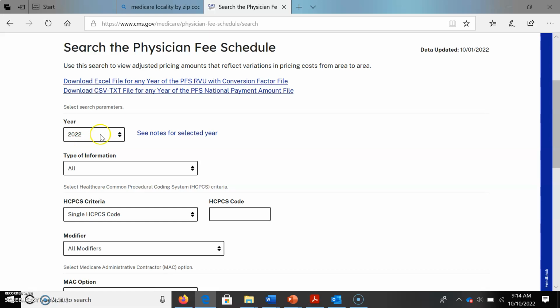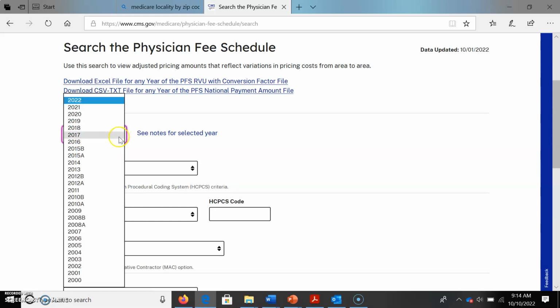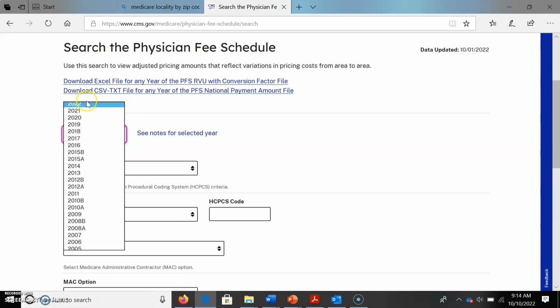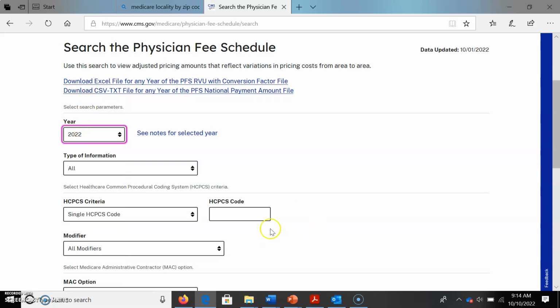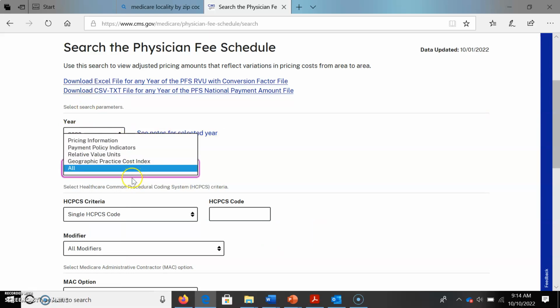So you'll see here it's the physician fee schedule. We're looking at year 2022. You can go back and look historically what the rates were, or if you're working on a claim from a previous year. The type of information we're looking for right now is pricing information, but note in the drop-down you could also see payment policy indicators, relative value units, or the GPCI. Right now we're just looking for the full pricing information.